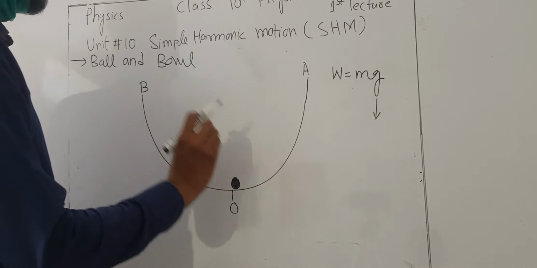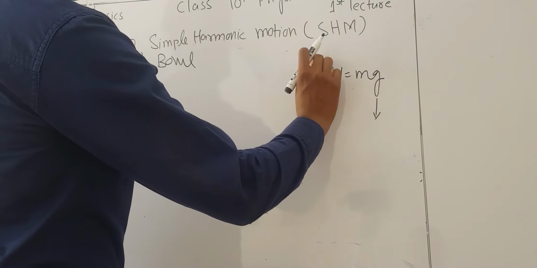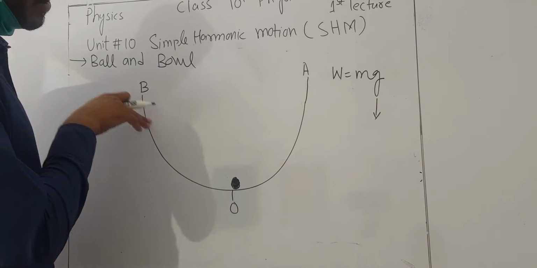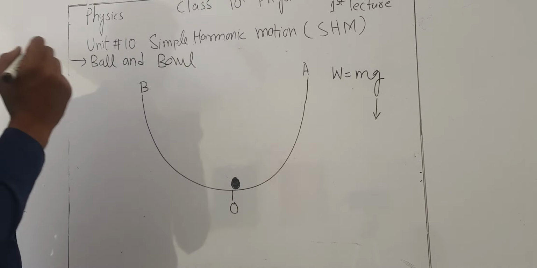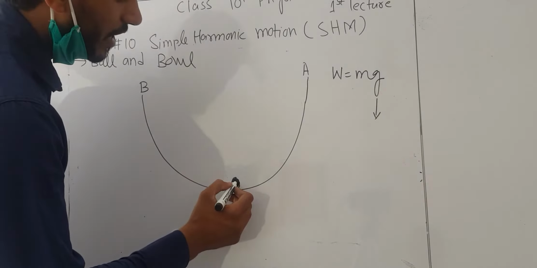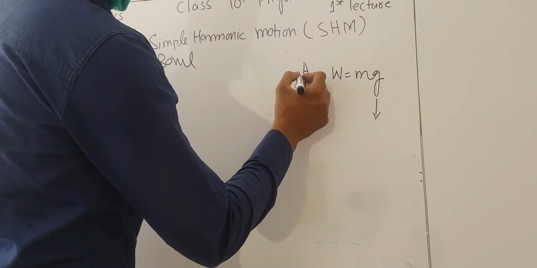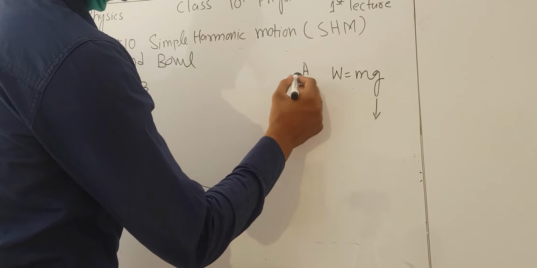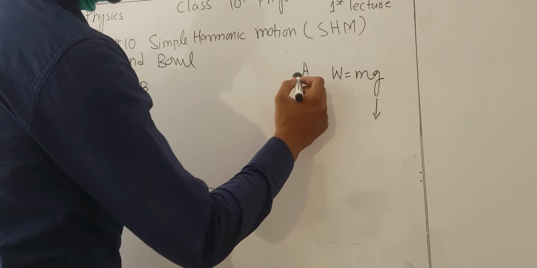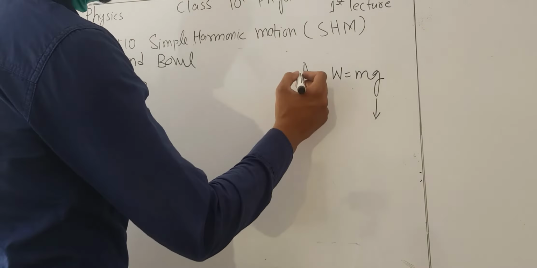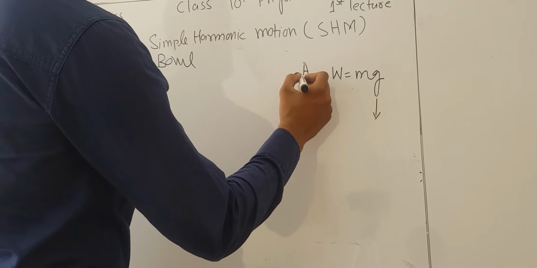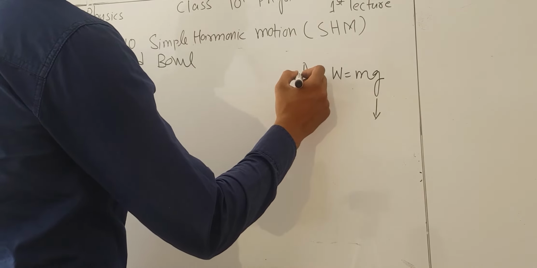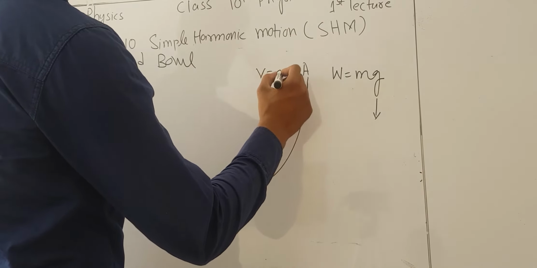Whenever we move the ball, whether to position A or position B, it will move back towards its mean position. For example, we move the ball to position A, where it gains energy due to its position, which is potential energy. At this point it has the highest potential energy, and at position A its velocity becomes 0.